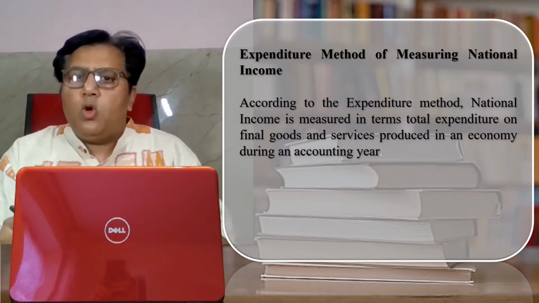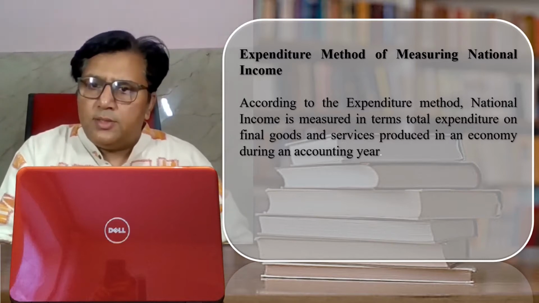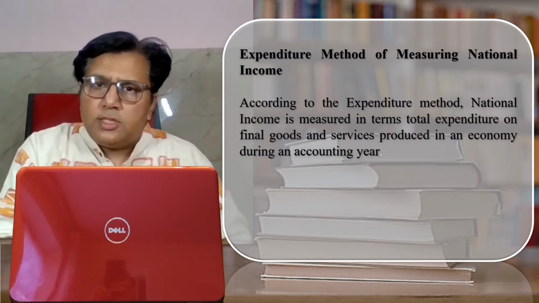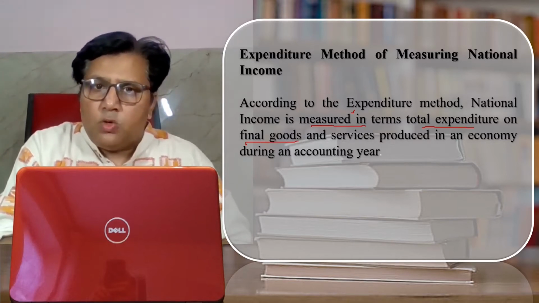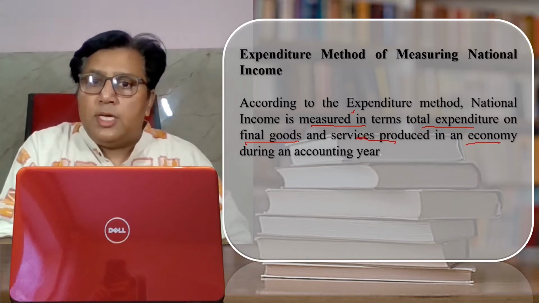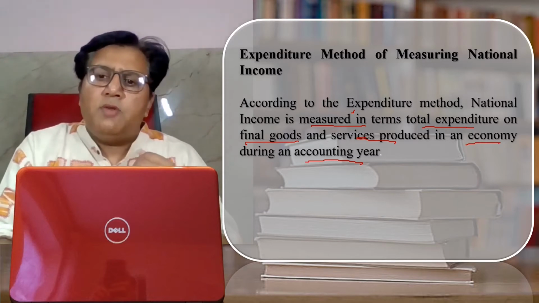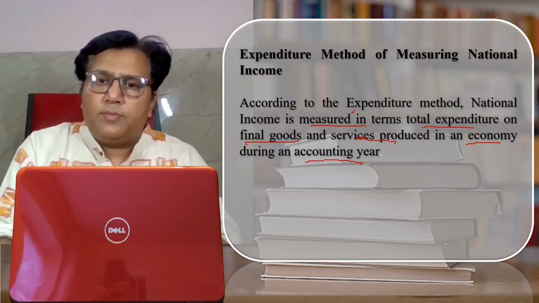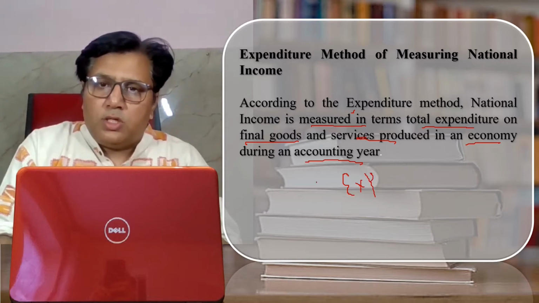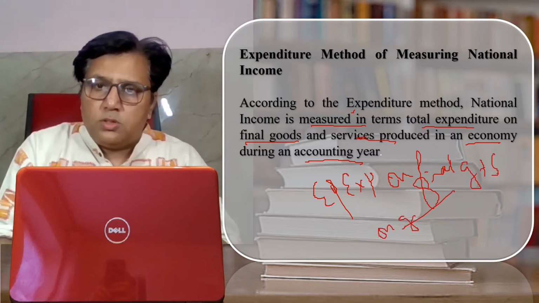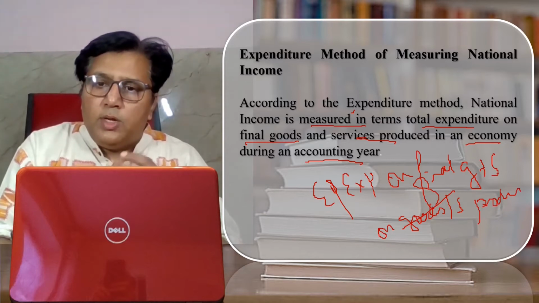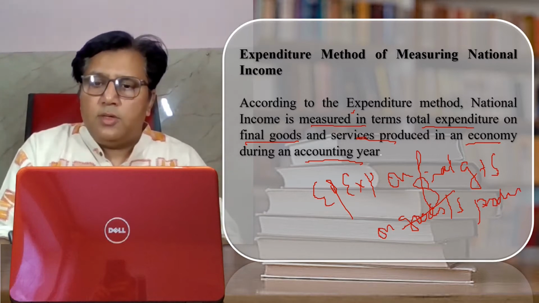Let us see the meaning of national income by the expenditure method. According to the expenditure method, national income is the sum total of the expenditure incurred on final goods and services produced in an economy during a period of 1 year. In very simple words, in the expenditure method, the sum total of the expenditure on final goods and services produced in the country during a period of 1 year is considered to calculate the national income.